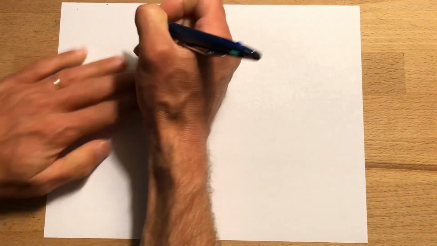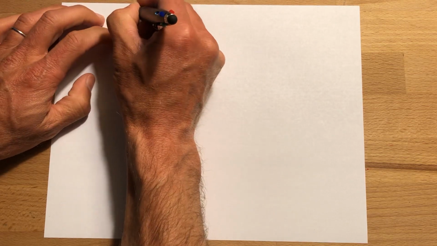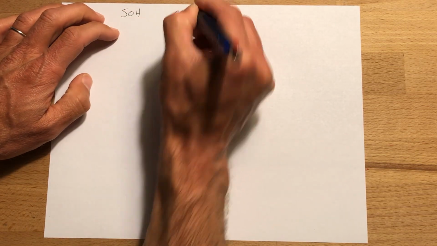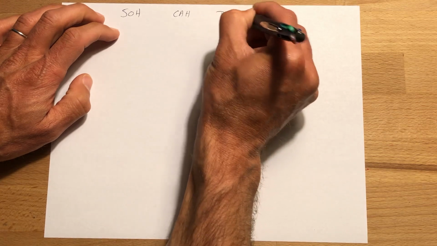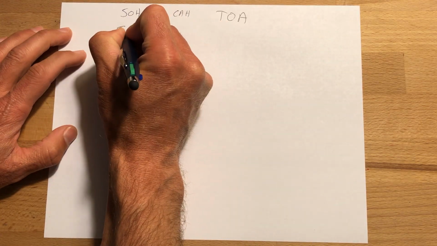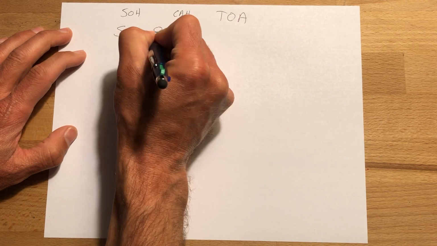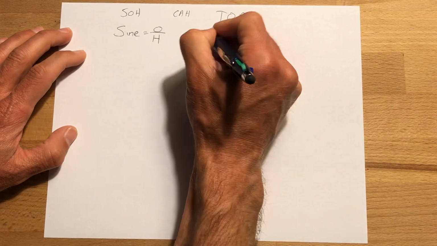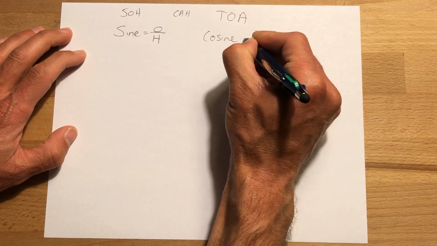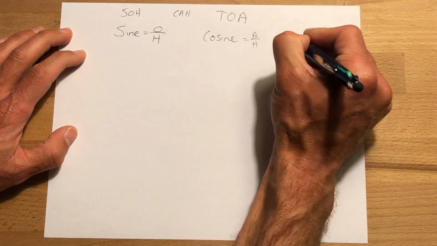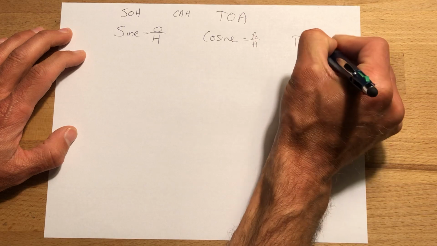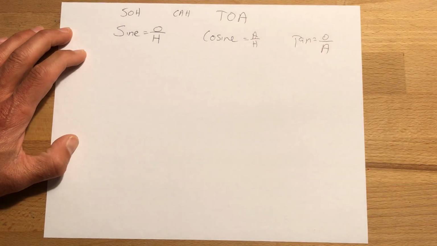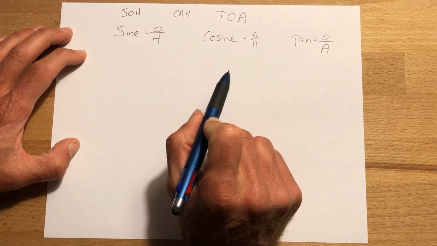All right, so what I'm going to be teaching you is a brand new thing. It's very simple though. It has to do with, remember last year you learned SOH CAH TOA, and this was sine was equal to opposite over hypotenuse. Cosine was equal to adjacent over hypotenuse, and tangent was equal to opposite over adjacent. Well, there's actually 6 trig ratios.